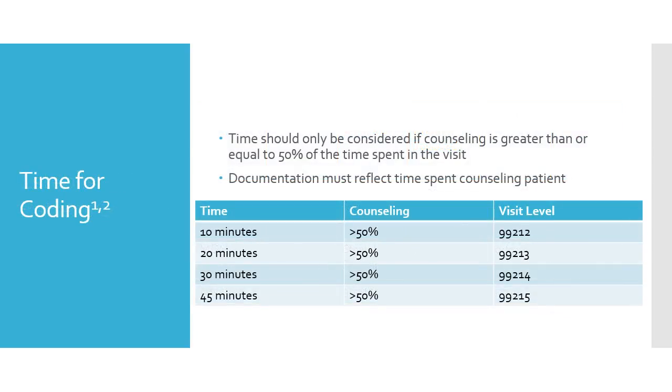Time is a factor for coding only when greater than 50% of the time is spent in the visit for counseling. So if the provider counsels the patient on smoking cessation for 20 minutes out of a 30-minute visit, then they would be able to code based on time instead of complexity, risk, and exam type. This provider would also be able to use the CPT code to bill for smoking cessation counseling.